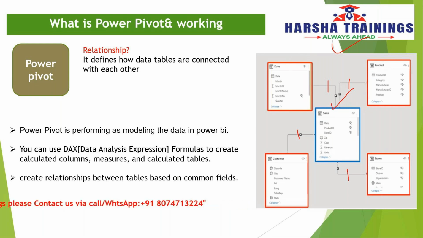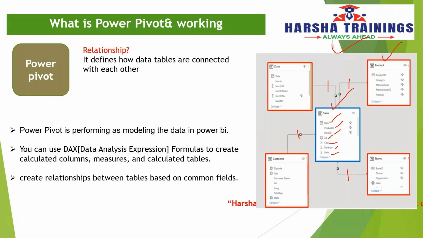But there will be some problem. What is it exactly? You will not get an accurate result. For example, see the columns in this sales table: date column, product ID and store ID, a zip column, cost, revenue and units. If anyone asks, in the product table we have the product ID and product. I need to know the cost of each and every product.